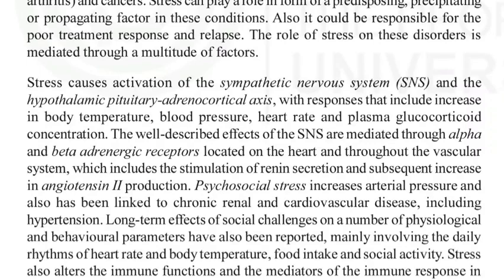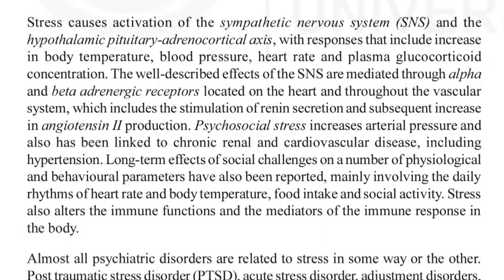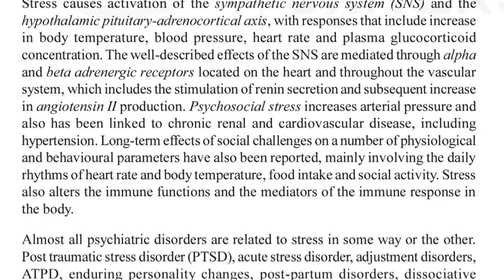Stress activates the sympathetic nervous system, SNS, and the hypothalamic-pituitary-adrenocortical axis, with responses including increased body temperature, blood pressure, heart rate, and plasma glucocorticoid concentration. The well-described effects of the SNS are mediated through alpha and beta adrenergic receptors located on the heart and throughout the vascular system, which include the stimulation of renin secretion and subsequent increase in angiotensin II production. Psychosocial stress increases arterial pressure and has also been linked to chronic renal and cardiovascular diseases, including hypertension.